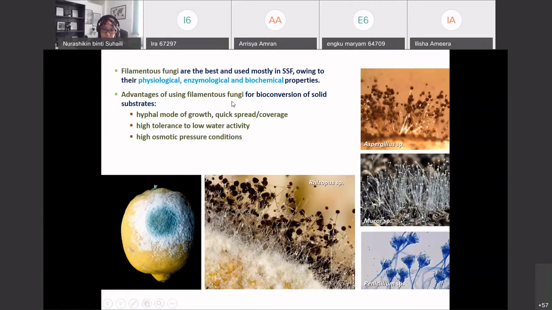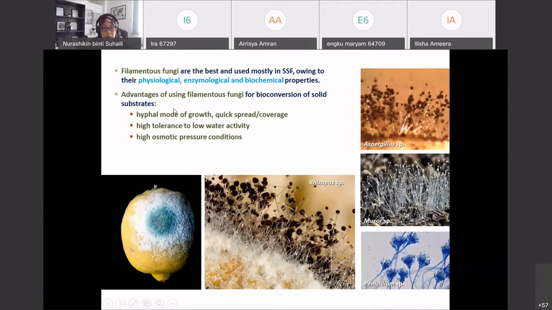Advantages of using filamentous fungi for bioconversion of solid substrates: the hyphal mode of growth. Okay, so throughout the time, if you incubate the cultures, the structures of the branches will actually grow longer and longer. So it can reach more substrates throughout the time, more and more. Okay? Compared to if it's just static at one point, like the bacteria, because the bacteria doesn't have the filamentous structure.